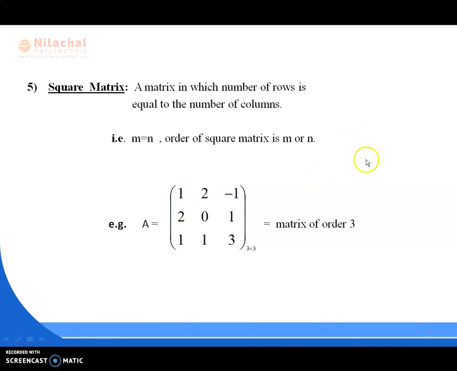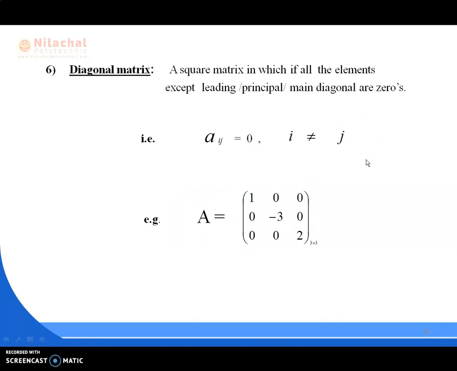Okay, let's see. Diagonal matrix. A square matrix in which all the elements except the leading or principal or main diagonal are zeros. What do we mean by that? We know that it should be a square matrix, okay, 3 by 3, 2 by 2, 4 by 4, this type of matrix. And here, the leading or main diagonal. What do we mean by principal or main diagonal?